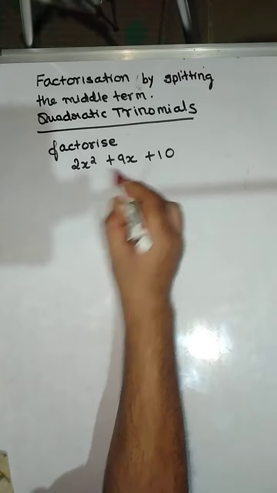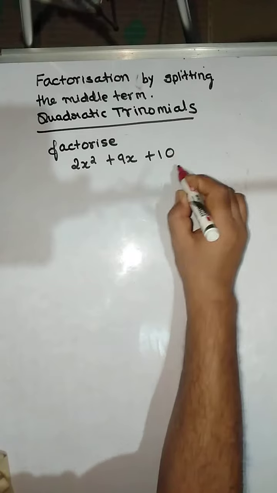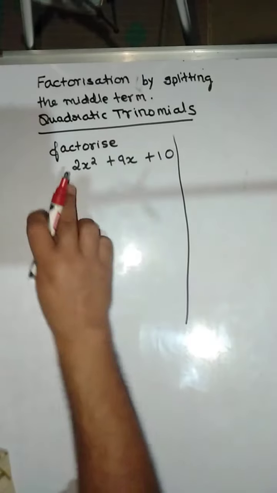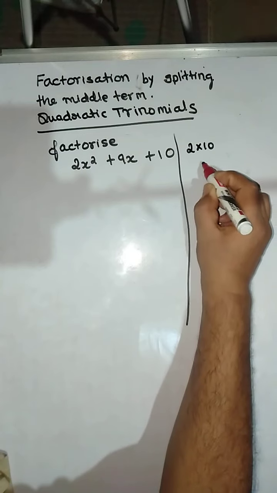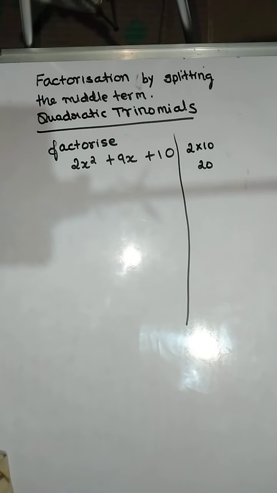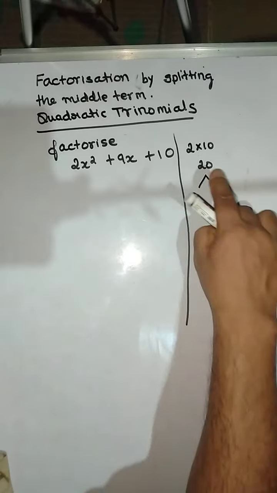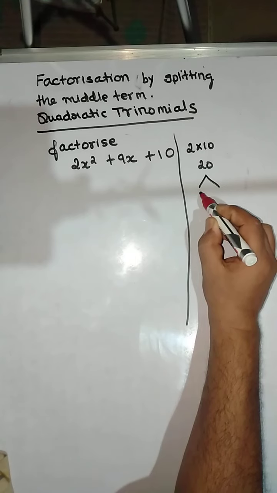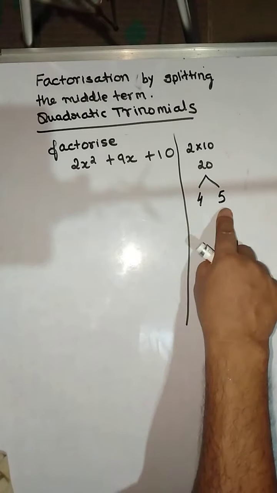Now here we need to split the middle term, and how do we do that? So my easy step is this one. You look at 2 and you look at 10, which means a and c. You multiply a and c, which means 2 into 10, you get 20. Now, what number do you need to split the middle term is in the factorization of 20. You factorize it in such a way that when you multiply, you get 4 into 5, you get 20, and if you add them, you get 9.